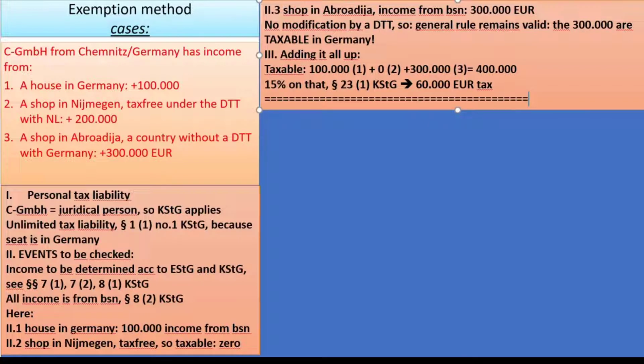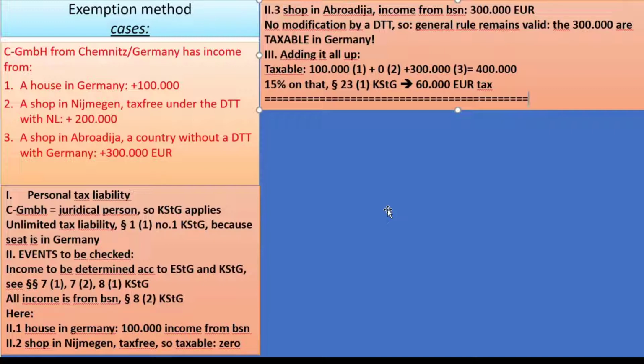Now, if you wonder if there might be a credit method applicable for the income from Abrodia, yes, that might be possible. However, we do not know anything about the tax which was levied there here in the case data. Perhaps they don't even have an income tax there in Abrodia. We do not know. We can't speculate. The decisive thing is that this is the German income tax here. Okay, so case C solved again.